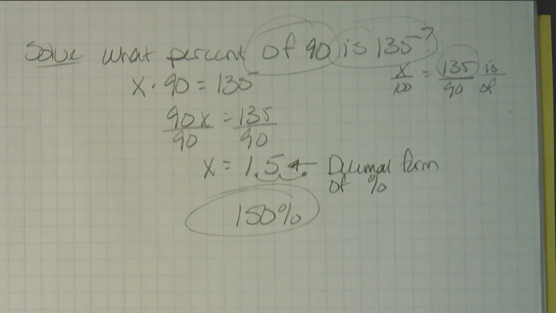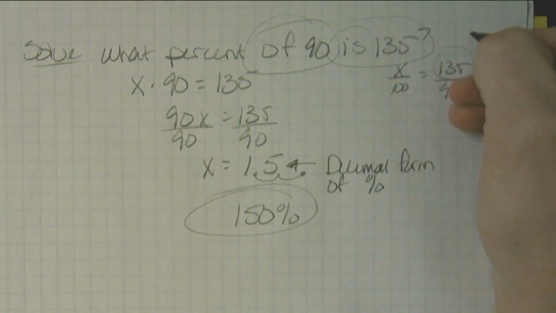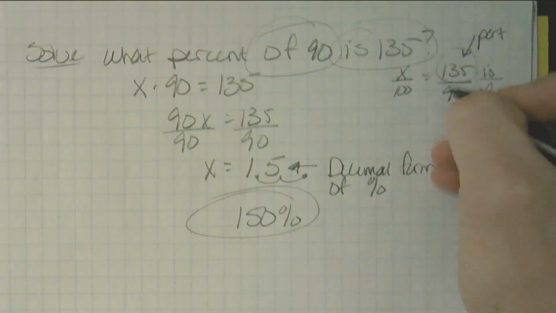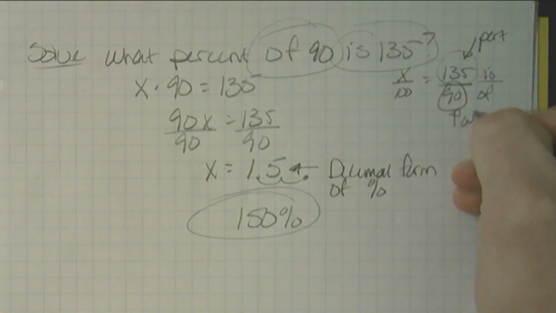In a fraction, is our numerator always a part or always a whole? So if I have 1/2, I have 1 out of the 2. If I have 2/3, I have 2 out of the 3. What is my numerator always? It's a part. This is our part. Our 90 is the whole.